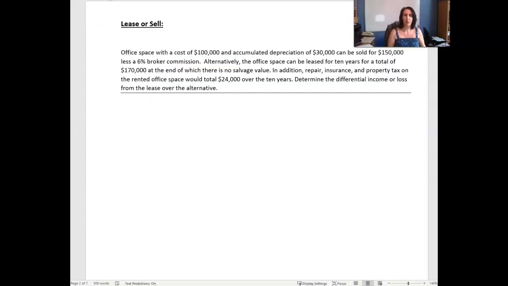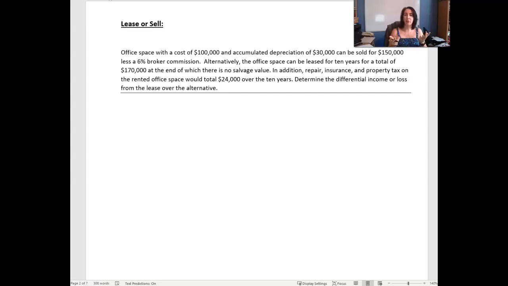All right, so let's look at our first type of differential analysis, to lease or to sell. Office space with a cost of $100,000, accumulated depreciation of $30,000, can be sold for $150,000, less a 6% broker commission. Alternatively, the office space can be leased for 10 years for a total of $170,000, at the end of which there's no salvage value. In addition, if we lease it, we have repairs, insurance, and property taxes on the office space that'll be $24,000. So which way do we go?